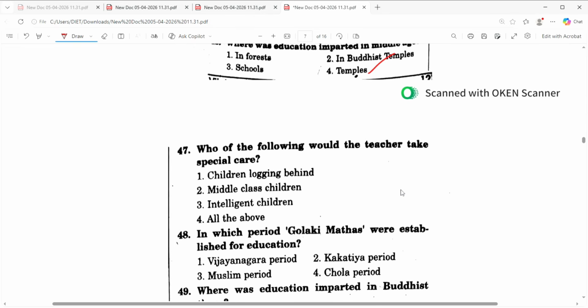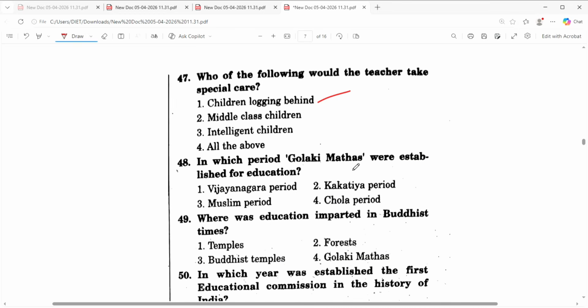Which of the following would the teacher take special care? Children lagging behind, middle class children, intelligent children, all the above. 47. Children lagging behind. Which period Golaki Matas were established for education? 48. When we see, we have 4 periods: Vijayanagara, Kakatiya, Muslim and Chola period.